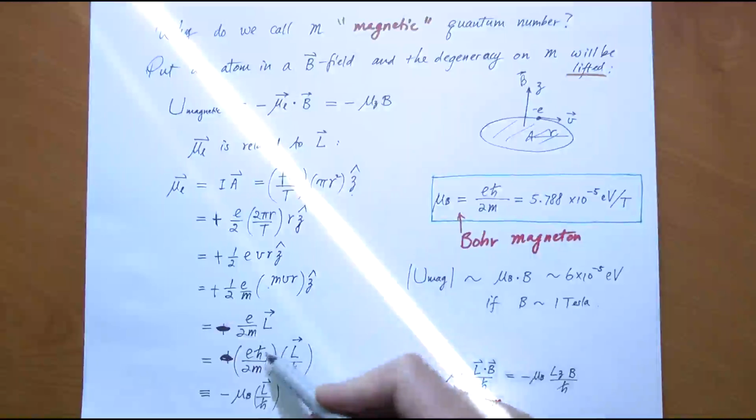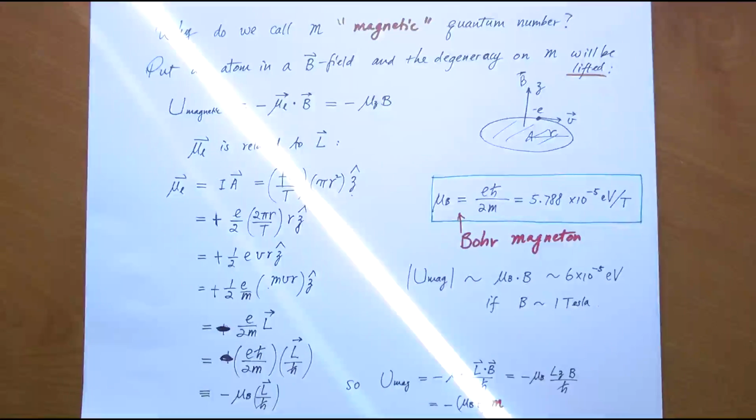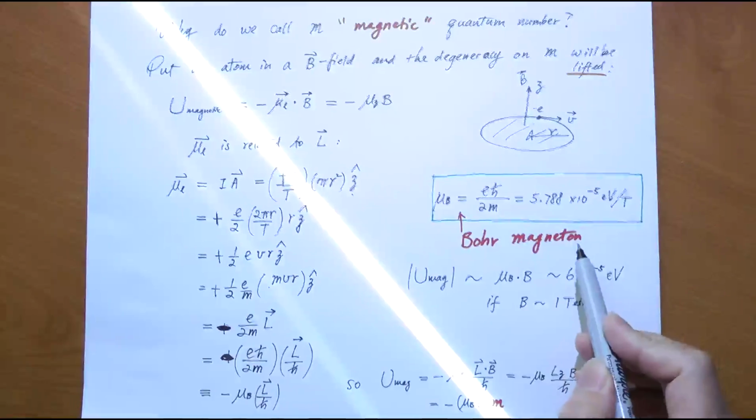I'm sorry, E is the charge of the electron, and M is the mass of the electron. And this combination, e h bar over 2m, again, represents roughly the order of magnitude of the magnetic dipole moment of the electron due to its orbital motion. We call it the Bohr magneton.